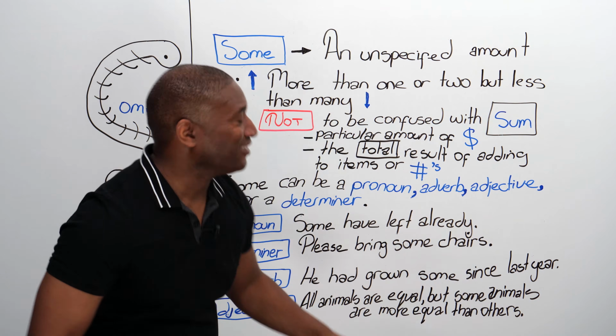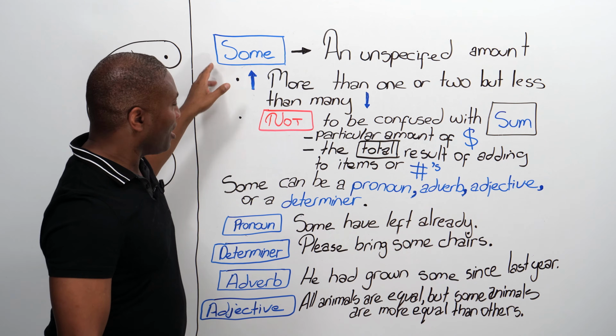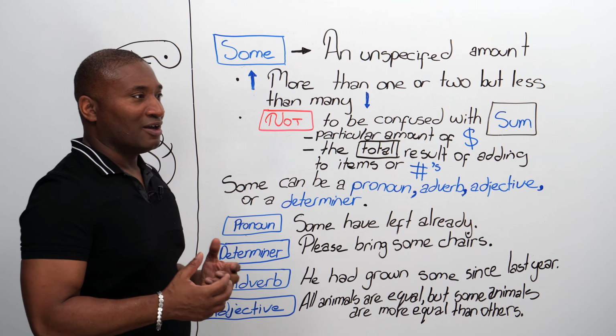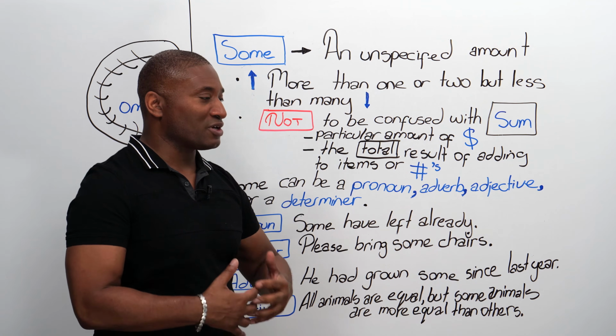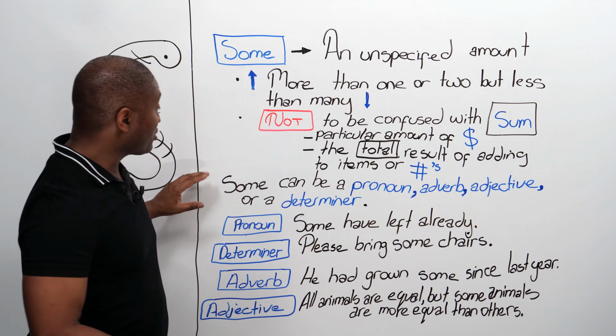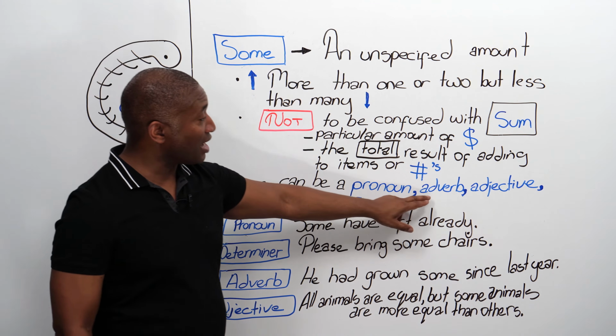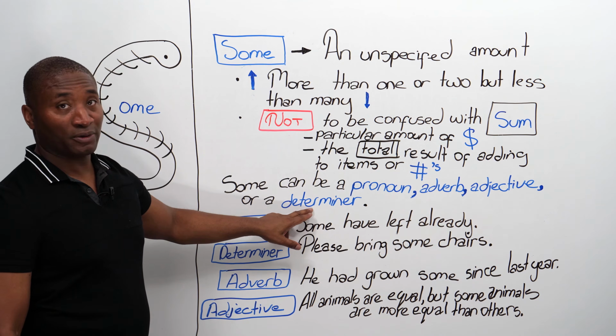Let's go back to some, and we'll talk about how some is this simple yet, I'd like to say simple elegance, but it's got so much complexity to it. And we'll look at how some can be used as a pronoun, an adverb, adjective, and a determiner.